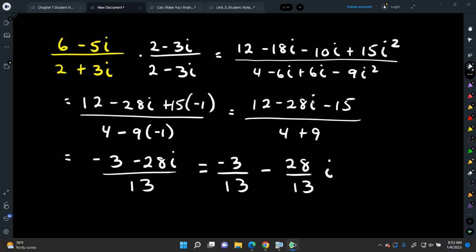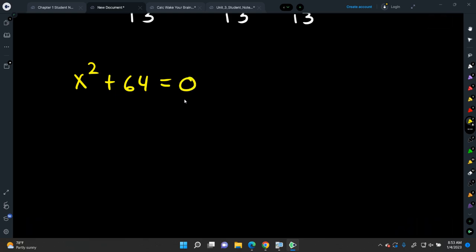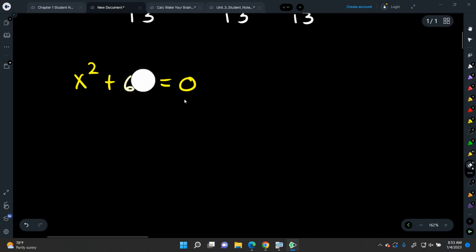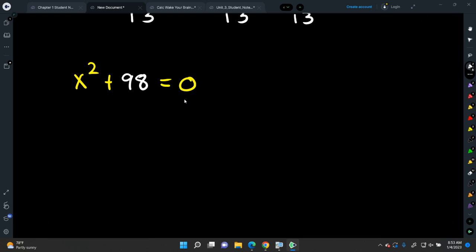So that's division. What if I asked you to solve the equation x squared plus 64 equals 0? How would we solve that equation? Factor? We could. What if instead of 64, it was 98? Because that's not going to factor, right? Because 98 is not a perfect square, right?